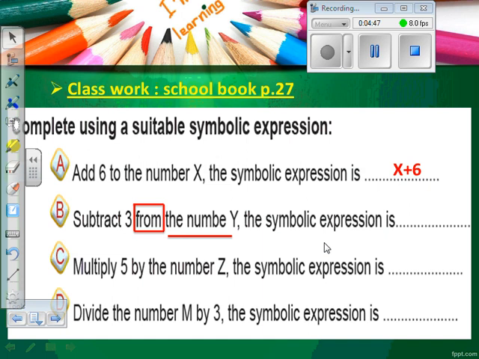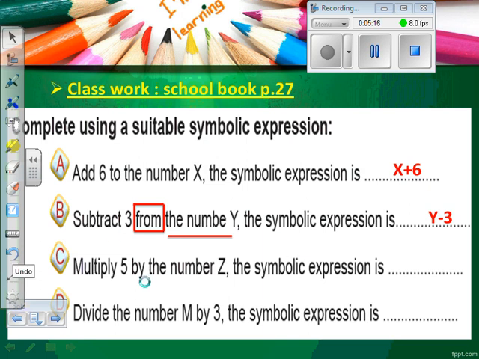Letter B. Subtract 3 from the number y. In this exercise, or in subtraction exactly, we must start from y. We start from y. So the symbolic expression is y, then subtract 3, or minus 3.